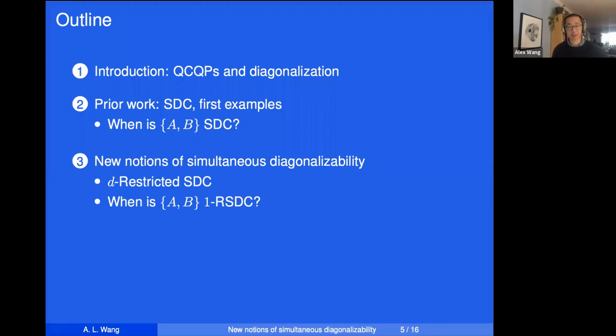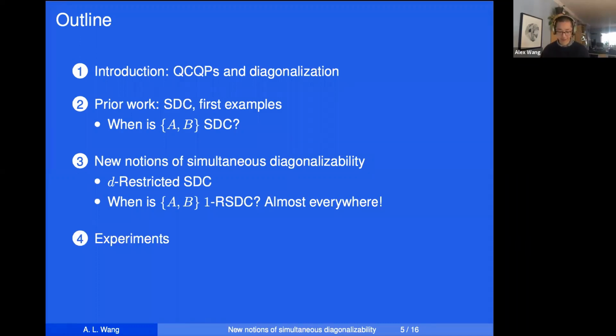Next, I'll tell you one of our main results in the paper, which asks when a pair of matrices is one RSDC. That is to say, when is it the projection of an SDC set in one additional dimension? The surprising thing here is that the sufficient condition I will give you is going to hold almost everywhere. So in particular, if you're generating these A and B according to any nice enough random distribution, you're going to get this one RSDC property with probability 1.